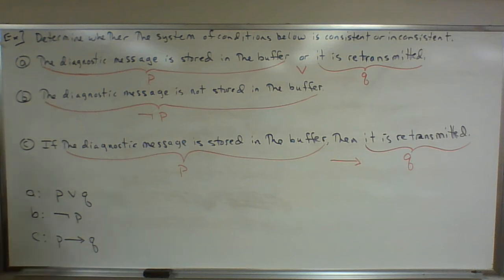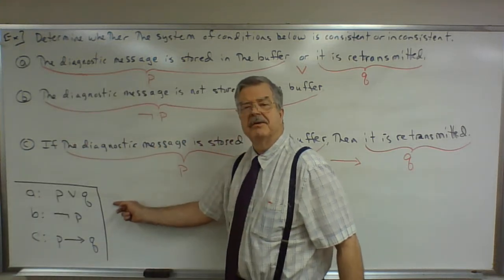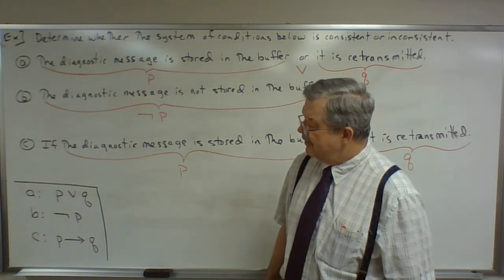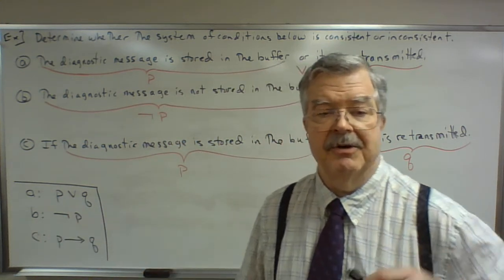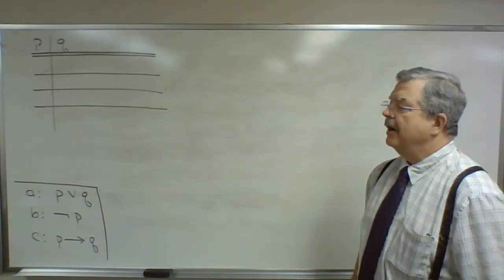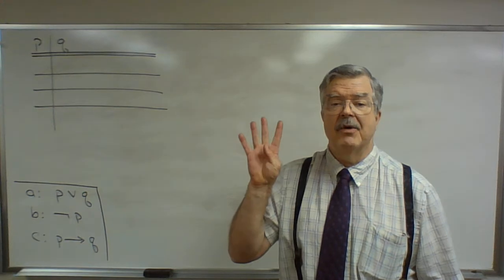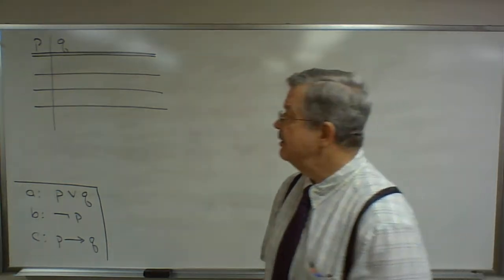So symbolically, these are our system conjunction, our conditions. A, B, and C, these are our system conditions. And to see if the system is consistent, we're going to construct a truth table for the conjunction of these three conditions or statements. Okay, let's go. We only have two simple statements, so there's only going to be four sets of truth values, or four combinations of truth values of P and Q.